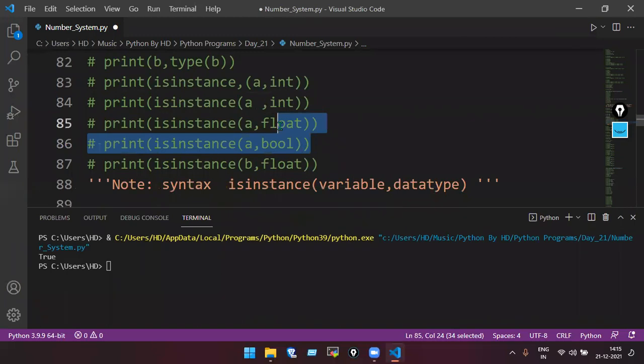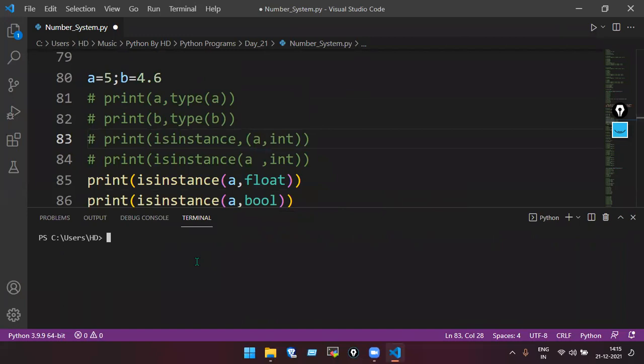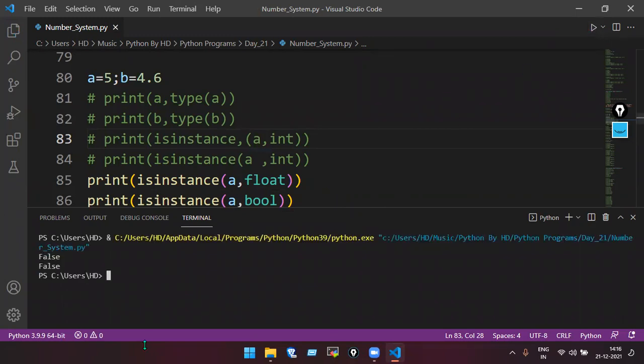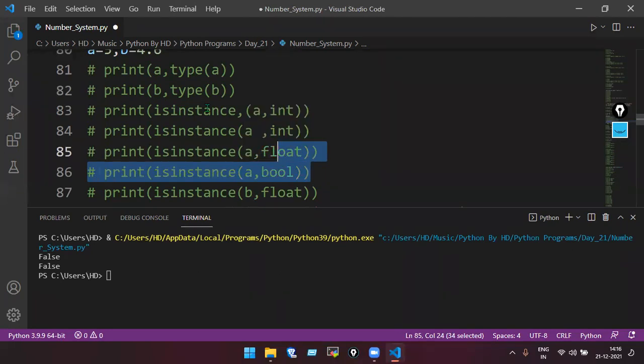So if I check my A is what type? Either float or Boolean. So this will give me what? False. Because my A is of type int. It is neither float, nor Boolean there. So both the answers are what? False. Okay.